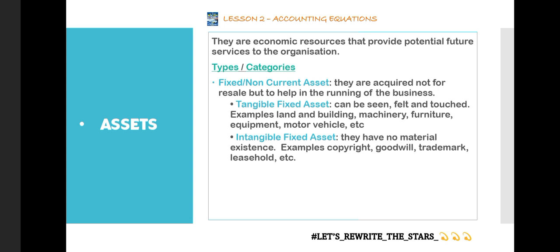Motor vehicle, maybe we go to purchase an item and then we want to transport these items to the business. We use the motor vehicle or what we call the van. So they also help in transport services, but they are also not for sale. So those are the tangible fixed assets. Fixed because they are within the organization for a longer period and they are basically not for sale. Are you getting it?